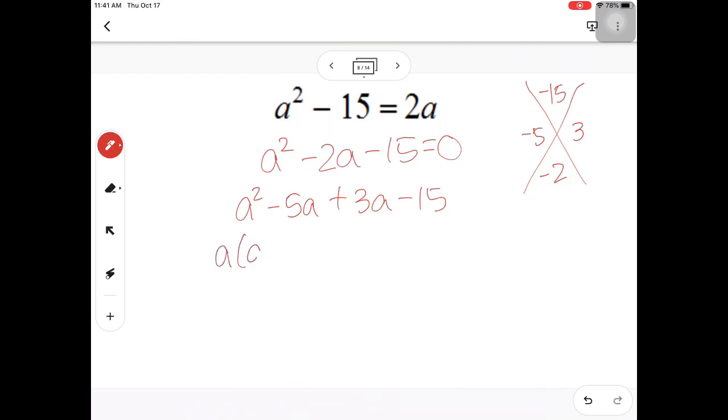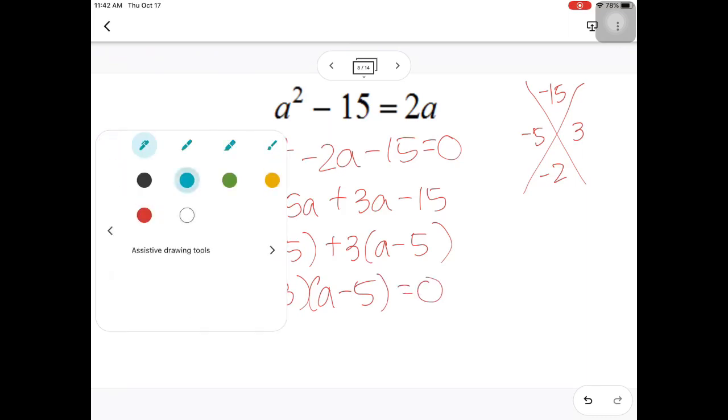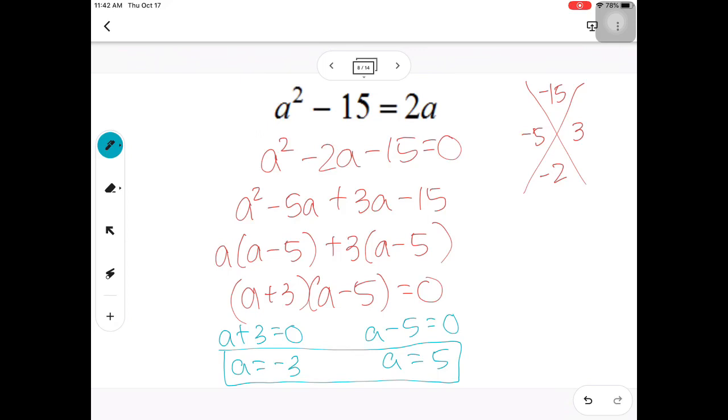And when you factor by grouping, you get a plus 3 times a minus 5 equals 0. We are not done. We need to actually set these equal to 0 individually and apply the zero product property. That property tells me that if I have 2 numbers multiplied to equal 0, at least one of them has to be 0, because it's the only way we can multiply to 0. So with this one, I would get negative 3, and with the second one, I would get 5. You should again expect 2 answers every time you do these.